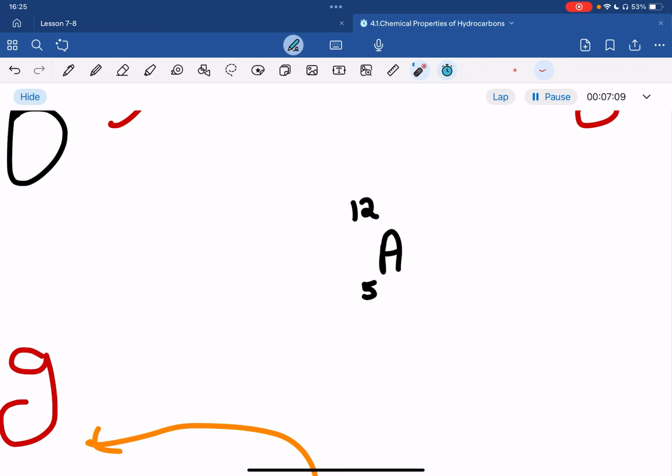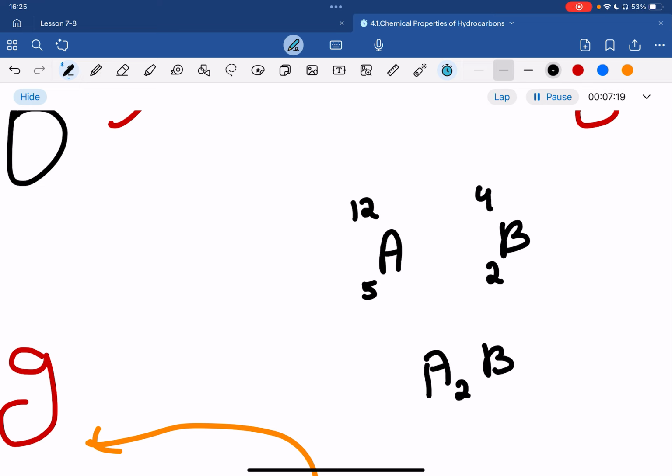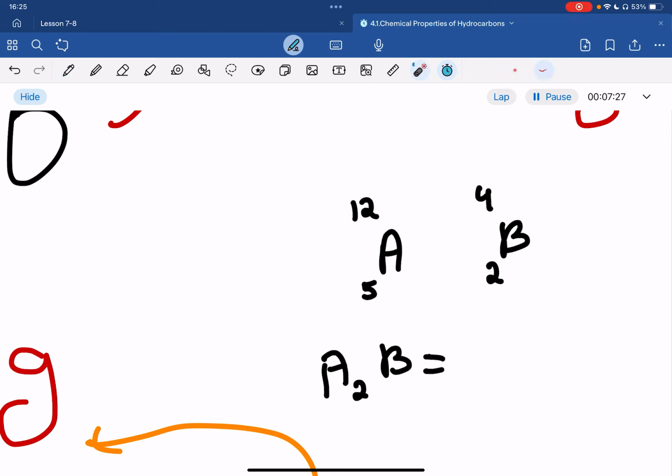Just remember that in the periodic table, an element has two numbers, let's say 5 and 12. Whenever they say mass, always take the highest number, 12. So imagine we have A2B, where B is 2 and 4, and A is 5 and 12. In order to find the mass of A2B, how do we find 1 mole? How do we find the mass of 1 A2B? Let's take a look at A. Is it 5 or 12? It is 12 because this is the highest number.